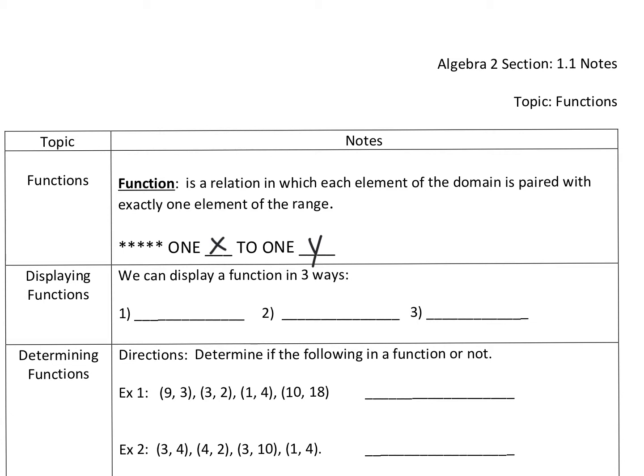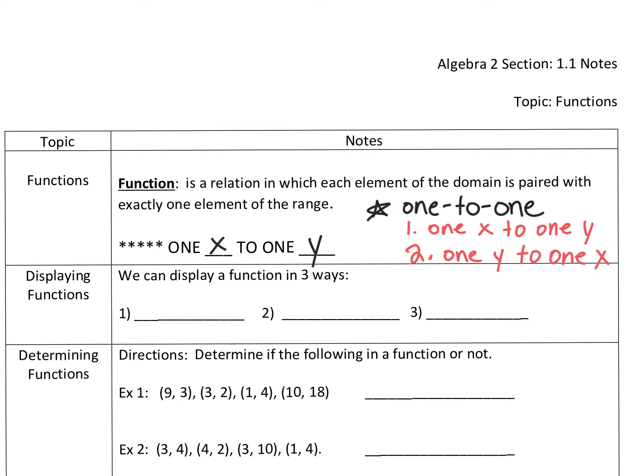Okay, put a little star right here. We also have what are called one-to-one functions. Okay, there's two criteria for that though. They have to have 1 x to 1 y, just like a regular function, so they have to be a function. And then they also have to have 1 y to 1 x. Sorry, that didn't make it on the blanks there, but that is a one-to-one function, okay?